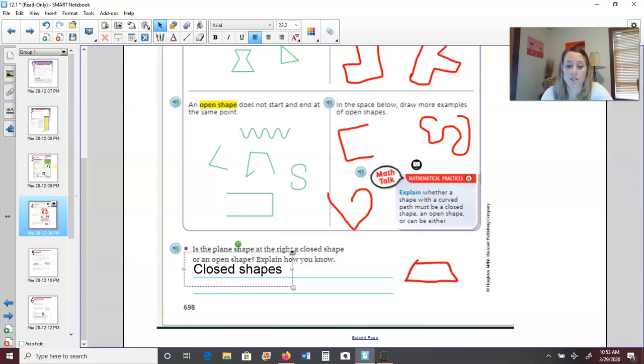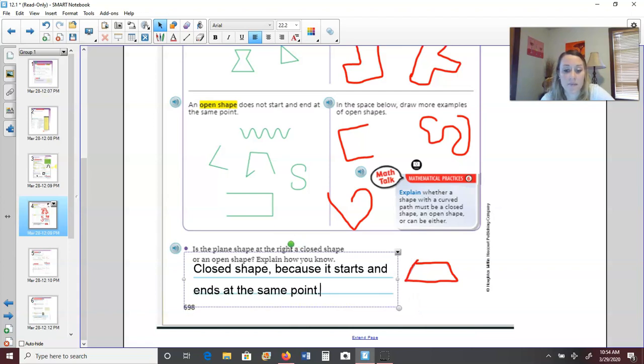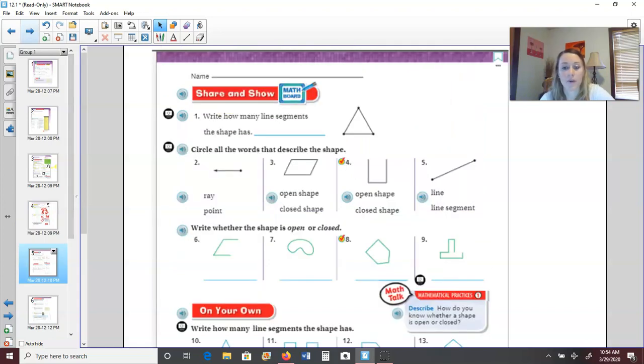Okay, closed shape, because we have to explain how we know this, because it starts and ends at the same point. That's how we know this is a closed shape. Okay? Once you have that written, we will continue on to the next page, which is our share and show.